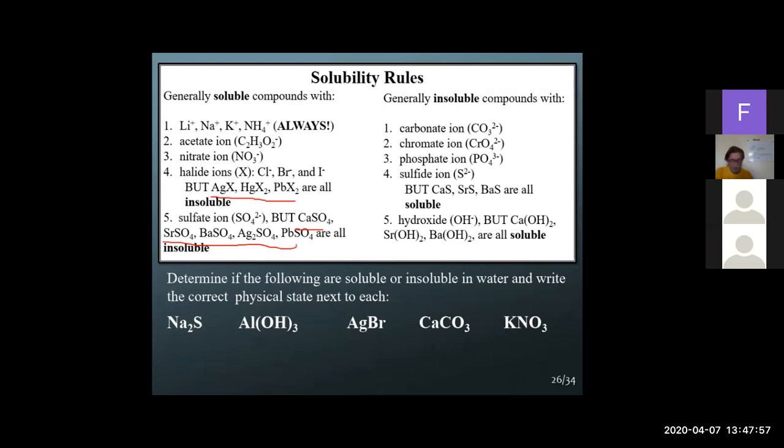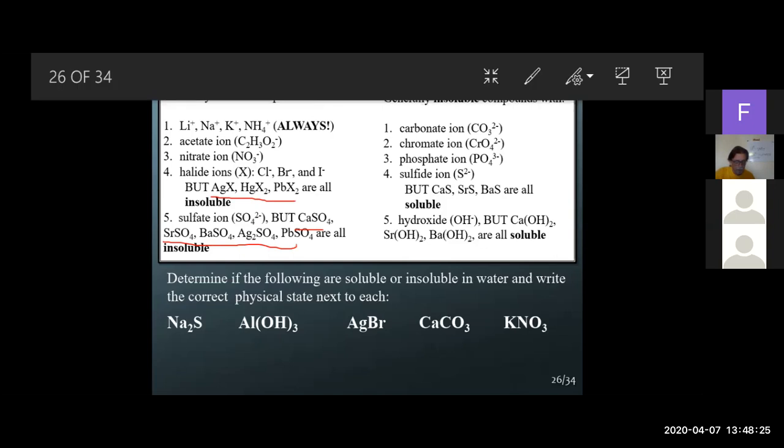On the right-hand side, starting, it says generally insoluble. Number 1, carbonate. Number 2, chromate. Number 3, phosphate. Okay? Those 3 guys. Any cation, anything with a positive charge bonded to those 3 are insoluble with one exception. If they're bonded to the big 4, if you will, if they're bonded to these guys.